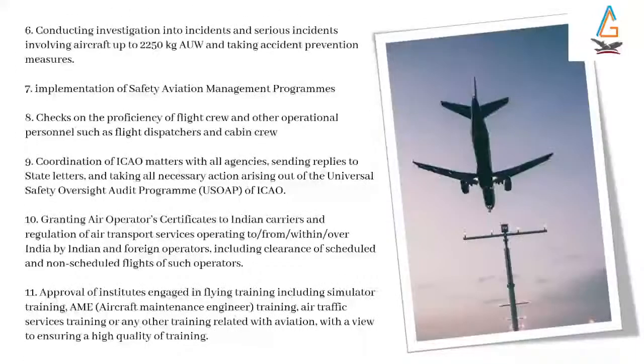Fifth, formulation of standards of airworthiness of civil aircraft registered in India and grant of certificates of airworthiness to such aircraft. Sixth point comes: conducting investigation into incidents and serious incidents involving aircraft up to 2,250 kg AUW, which means all up weight, that is the aircraft's gross weight, and taking accident prevention measures. Then comes the seventh point: implementation of safety aviation management programs.